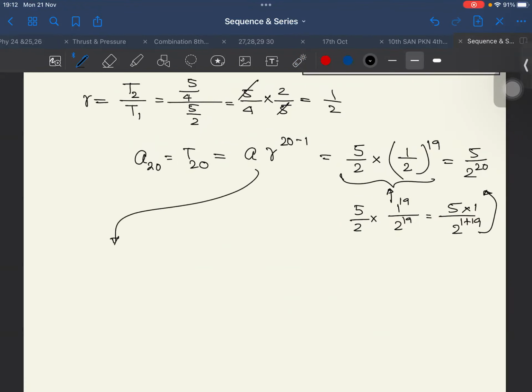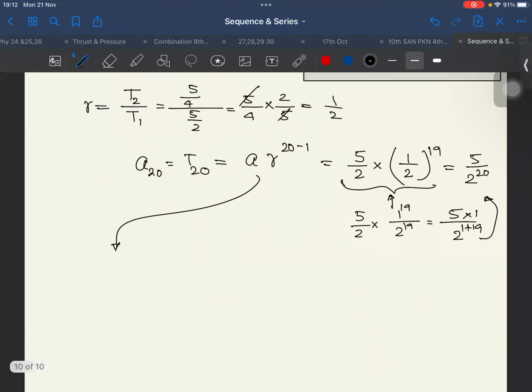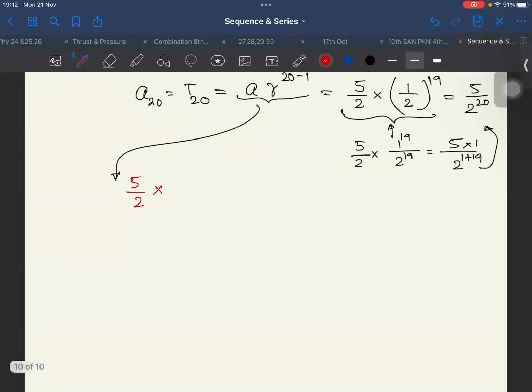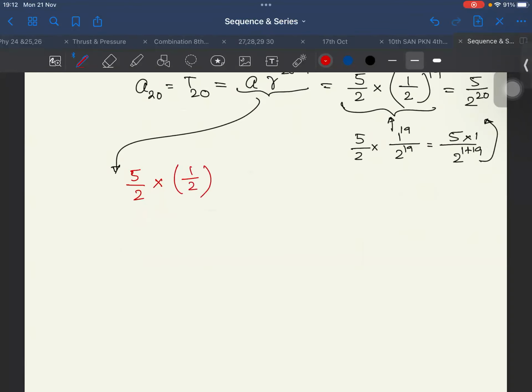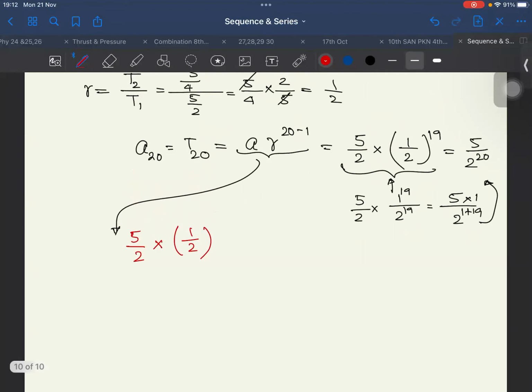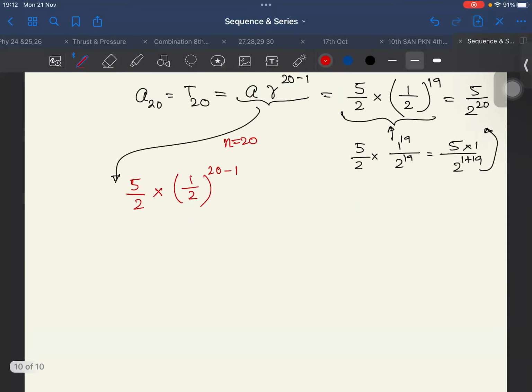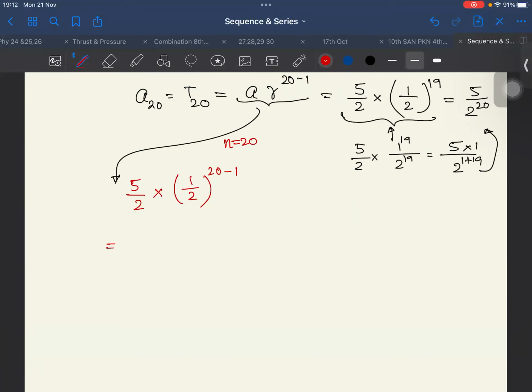First, what is the first term? We are writing 5 by 2. 5 divided by 2, multiplied by what is the common ratio? 1 by 2. Which term are we finding? The 20th, that means n is equal to 20. So 20 minus 1. Is that okay? Yes, sir. It is fine, right? Now this is just solving mathematics.